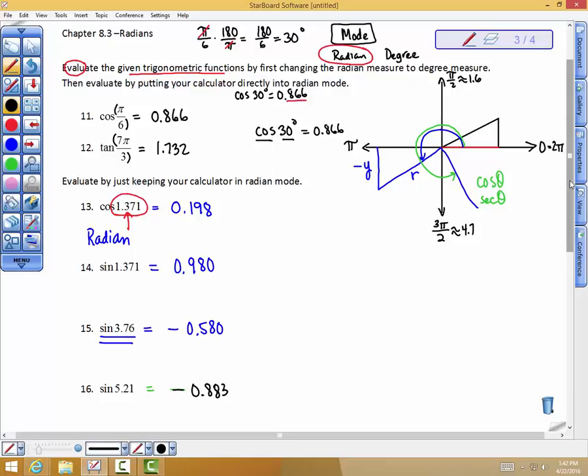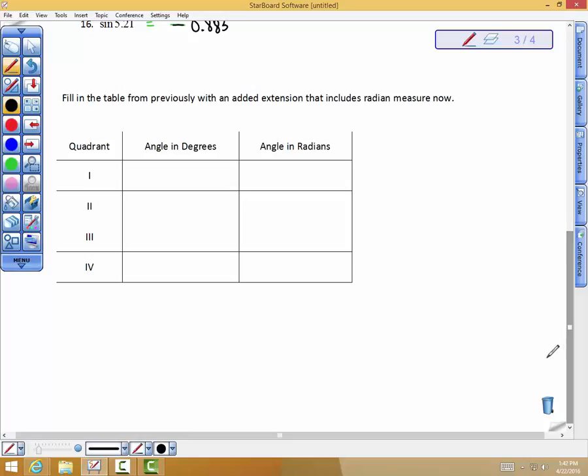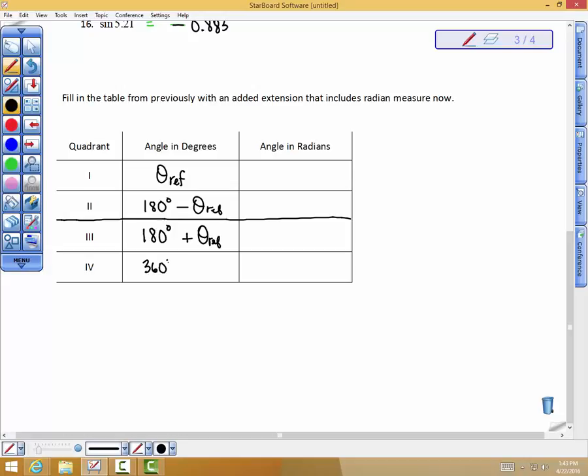All right, let's go ahead now and talk about some previous work so we can apply it. Previously we said if we were working in degrees, the reference angle in the first quadrant was what we were always using for comparison purposes. In the second quadrant, we would take 180 degrees and subtract our reference angle. In the third quadrant, we'd take 180 degrees and add our reference angle. And then finally in the fourth quadrant, 360 degrees and subtract our reference angle. Remember, that was kind of a bow tie effect.